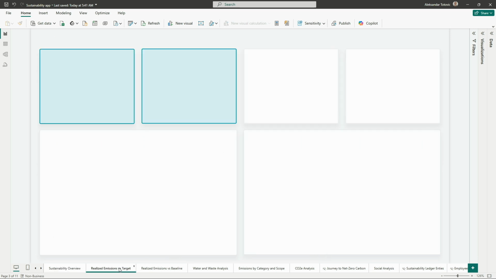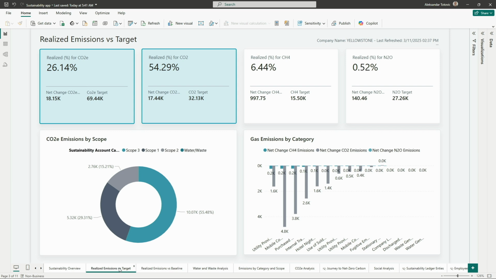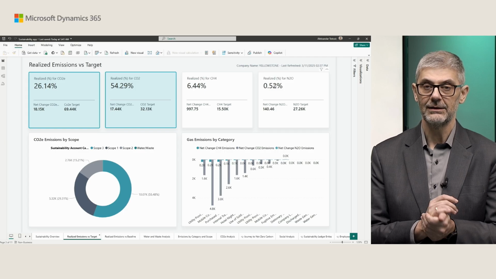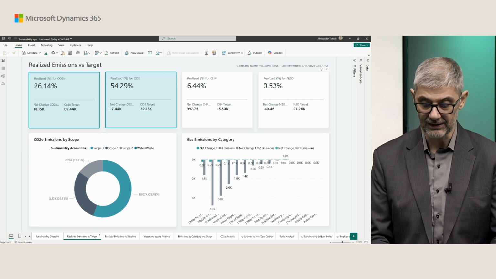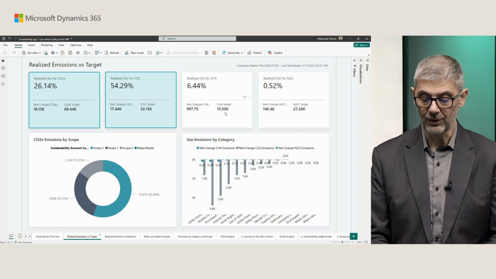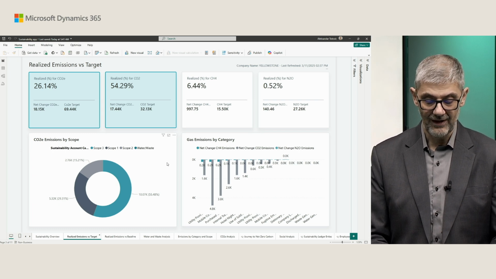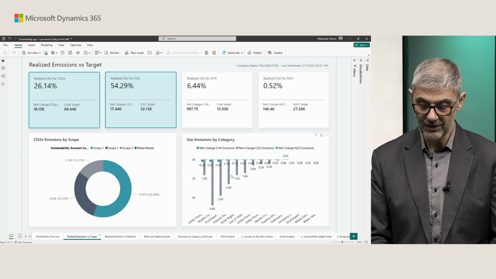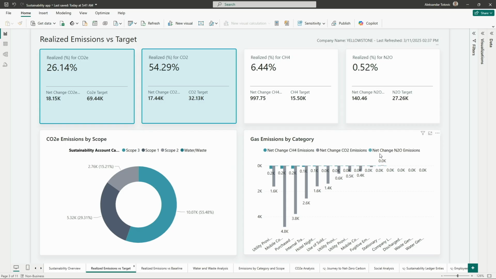And then we can turn to realized emissions versus target. Again, on the top, you can find the most important KPIs. First for carbon equivalent and carbon. So this is realized versus target for your sustainability goals. And the same applies for the two other gases. So you can control these KPIs versus targets completely. And plus you can see what your net change in this period is, what your target is. Again, you have equivalent by scope, gas emission by categories. So all these details for all different gases.